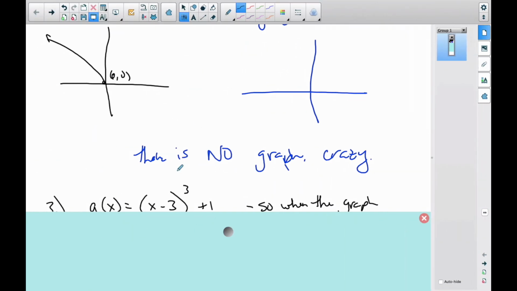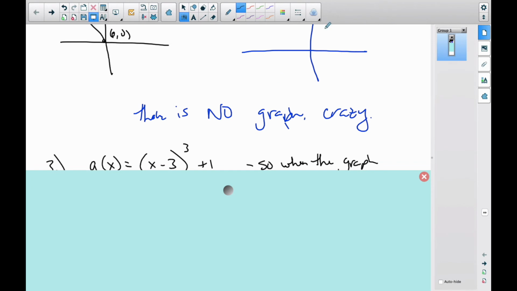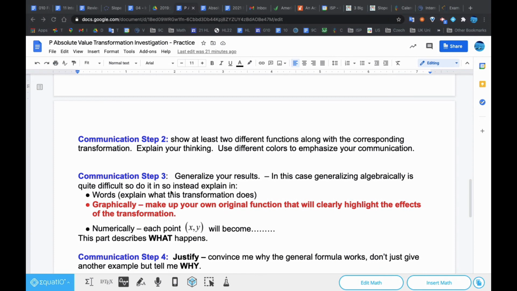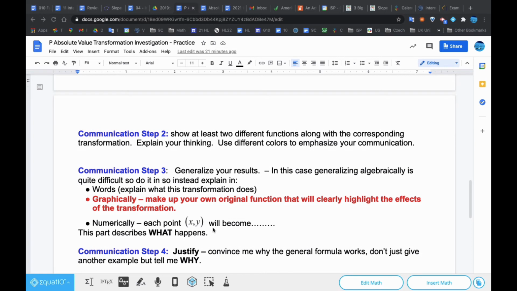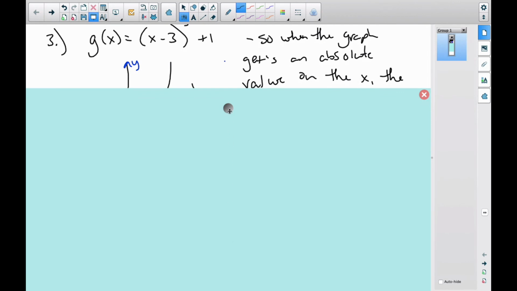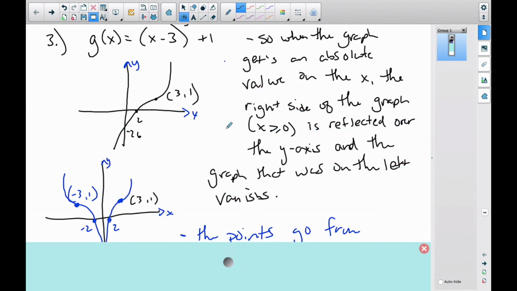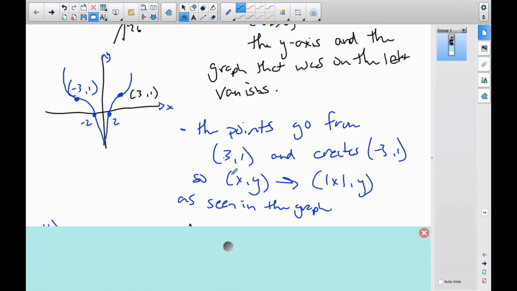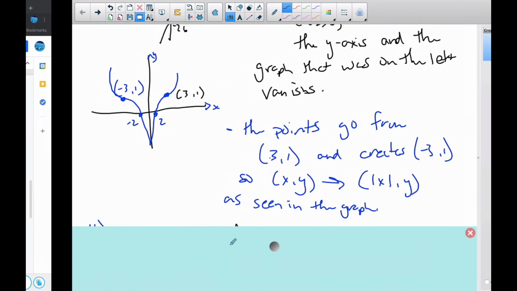And so when I generalize my findings, this is what I came up with. And I want to generalize it by talking about it in words, doing it graphical, and then talking about what the points become. This is where you describe what happens. This is the what happens parts. And so taking it through, and you can see I've got an original graph, the transformed graph. I talk about in words what happens here. And then I go so far as to explain what happens to the points. Okay? I'm doing the points.